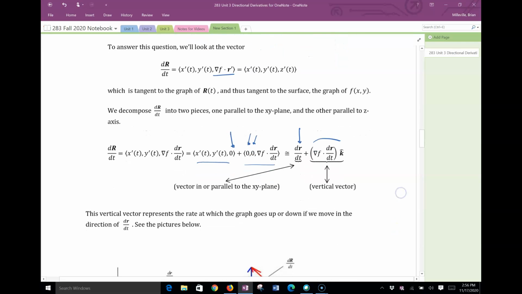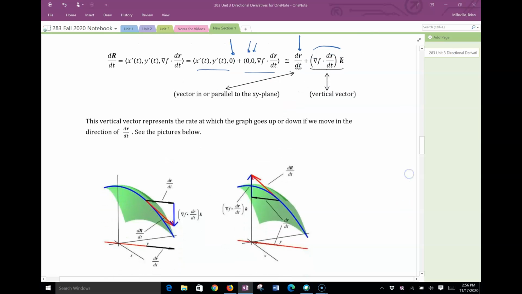All right, let's look at some pictures we've got here below at this decomposition. The red vector, which is tangent to the graph, is this capital R prime, or capital dr dt. We are decomposing that as a sum of two. One is a vector parallel to the xy plane, that's the derivative of little r. The other is a scalar multiple of k, the vertical vector. This one is just saying we're moving in this direction. And again, we have the derivative of little r and then the vertical vector. That three-space vector, the red one, is a sum of those two.